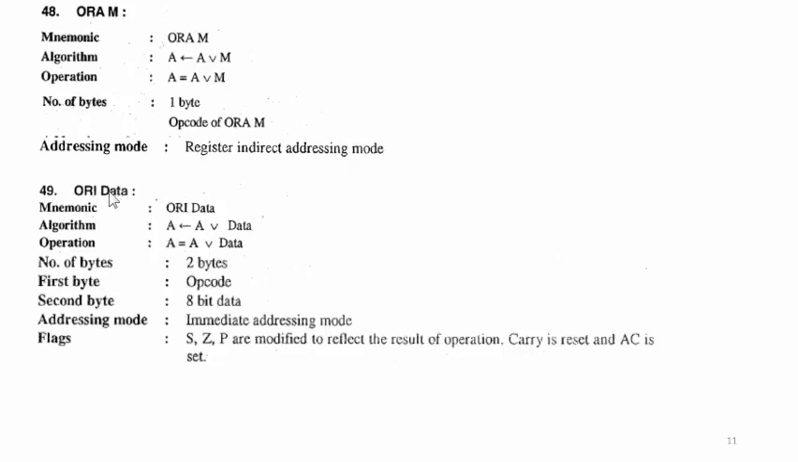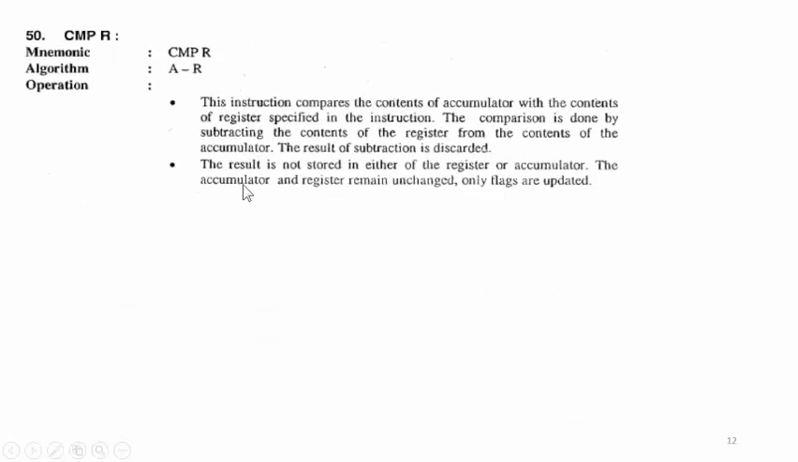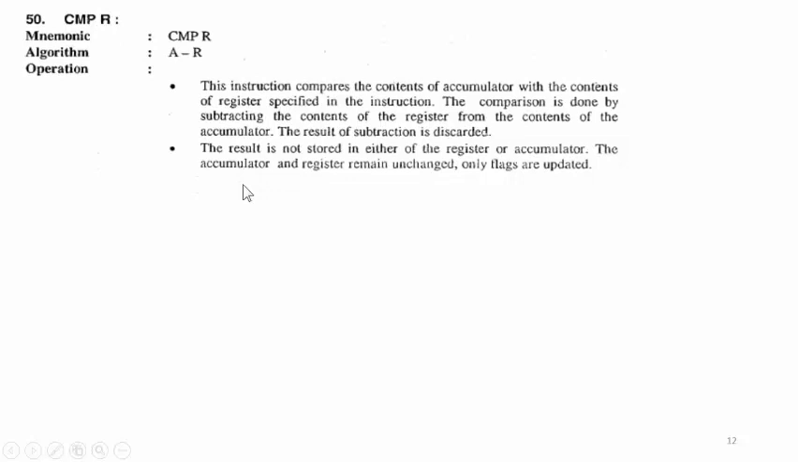Next instruction from immediate addressing mode, that is ORI or immediate, accumulator content ORed with 8-bit immediate data. So as the 8-bit immediate data is the part of the instruction, or 8-bit data is available in the operand field, that's why the size of the instruction is 2 byte, 1 byte opcode for the ORing instruction and another 1 byte for 8-bit immediate data.